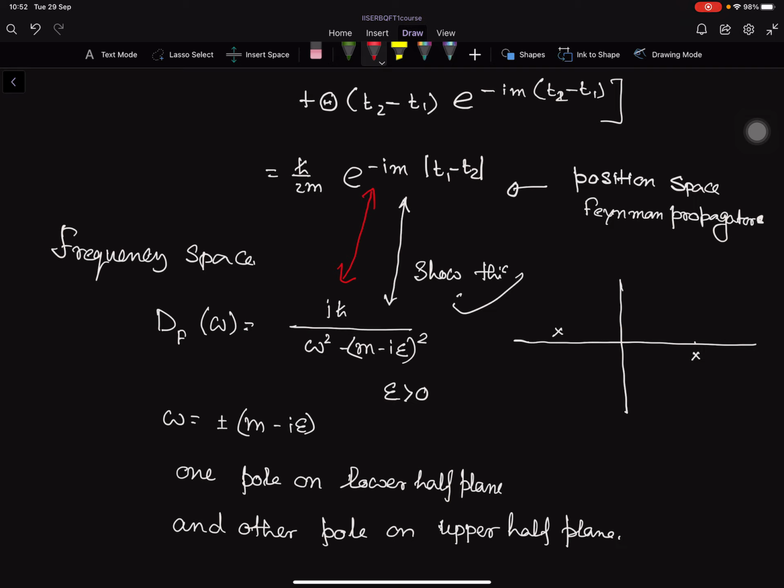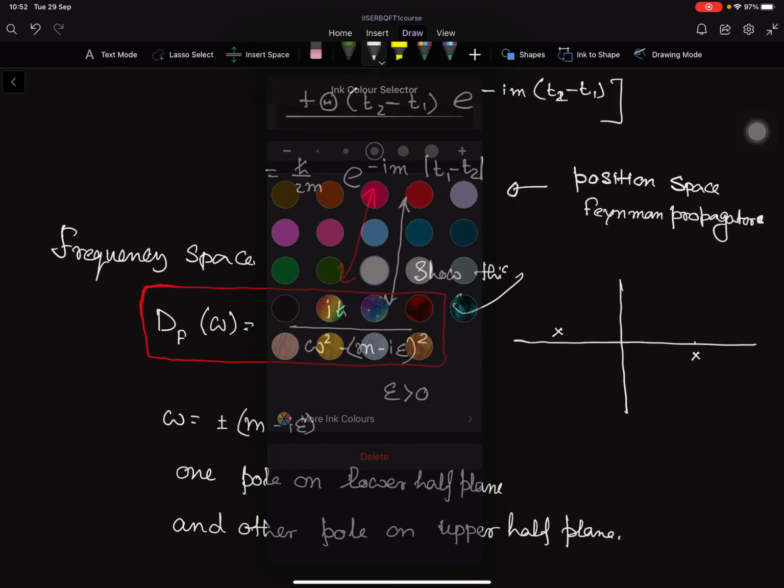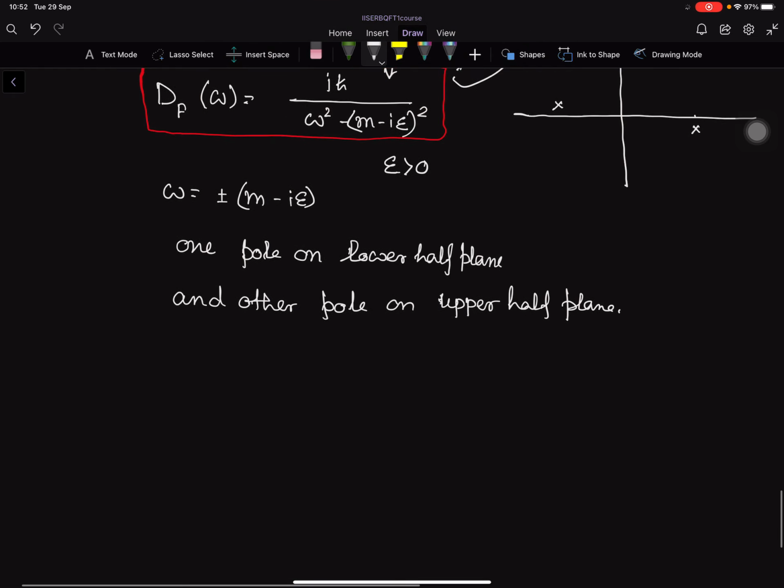Okay, so we will see later the usefulness of this propagator and the usefulness of the frequency space expression also. We will use it extensively. The physical meaning of all these things will probably become clear when we go to higher dimensions. Then we will try to see what they mean.